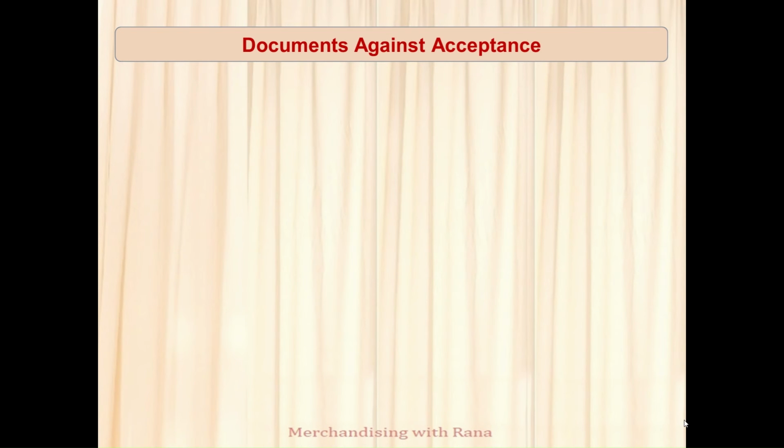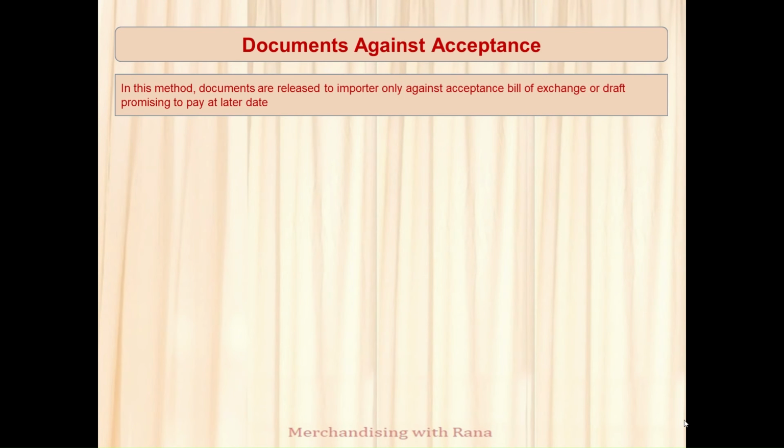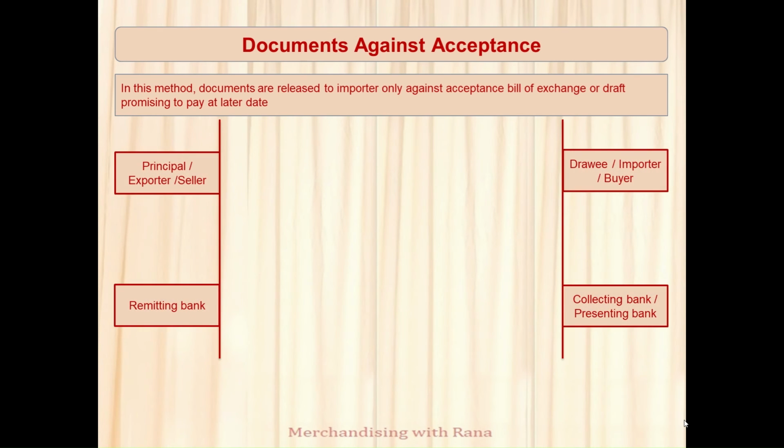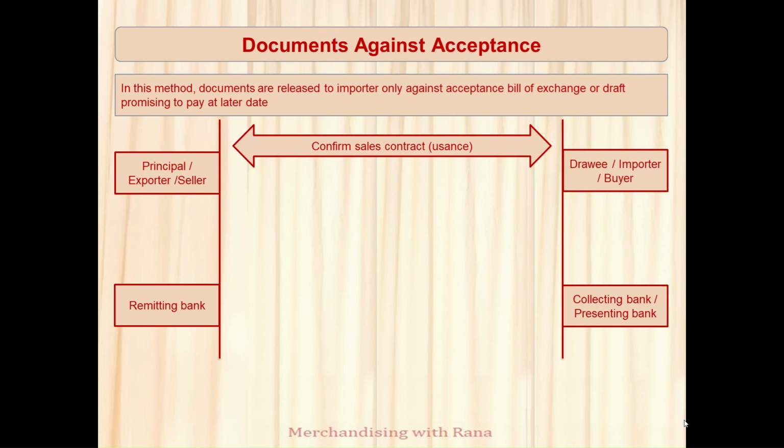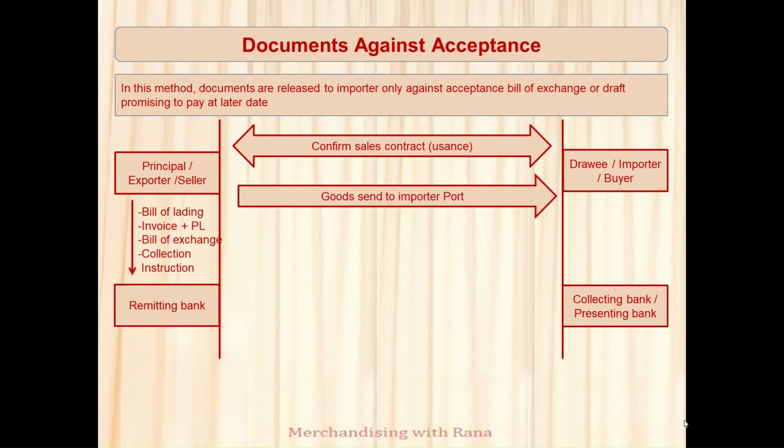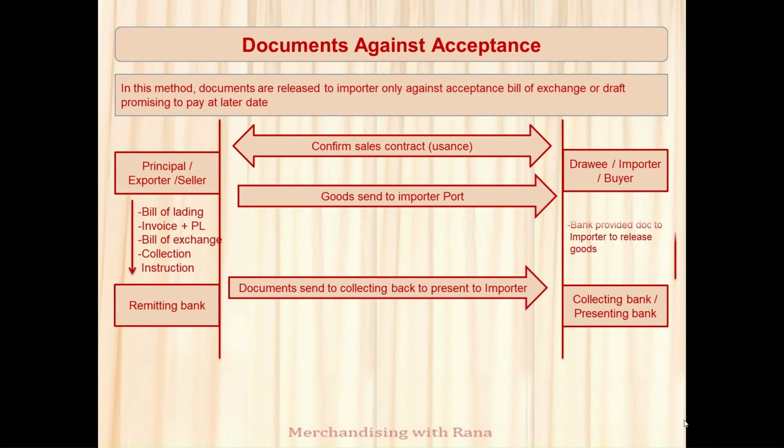Okay, and documents against acceptance. In this method, documents are released to the importer only against acceptance of a bill of exchange or draft, promising to pay at a later date. Same thing: sales contract signed, goods sent, documents sent to the remitting bank, documents sent to the collecting bank. Here you can see that first the importer or buyer has to sign one bill of exchange promising that he or she will pay at a later date, which is called the maturity date.